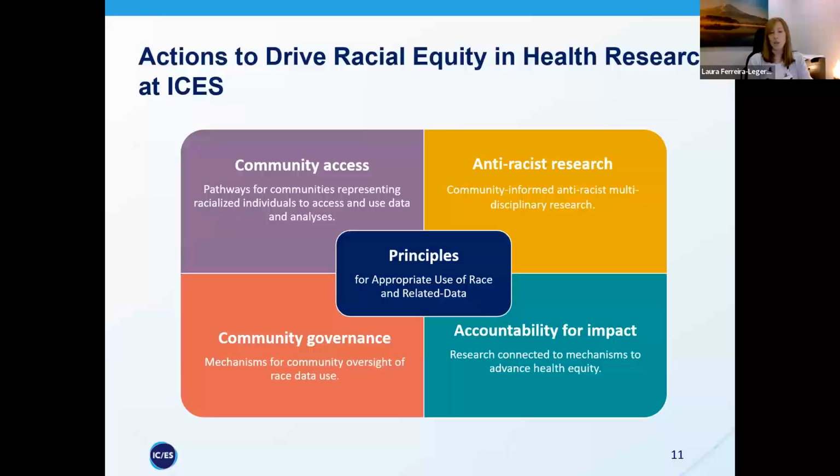So this diagram encompasses the key domains of the framework and what has taken shape through our literature search and our consultations as we've begun this process. There are 4 key domains here, which I'll touch upon: community access, anti-racist research, community governance, and accountability for impact. And then at the center, you'll see principles for appropriate use of race and related data. These principles came about from the People's Panel work and trickled down to inform some of these larger domains.